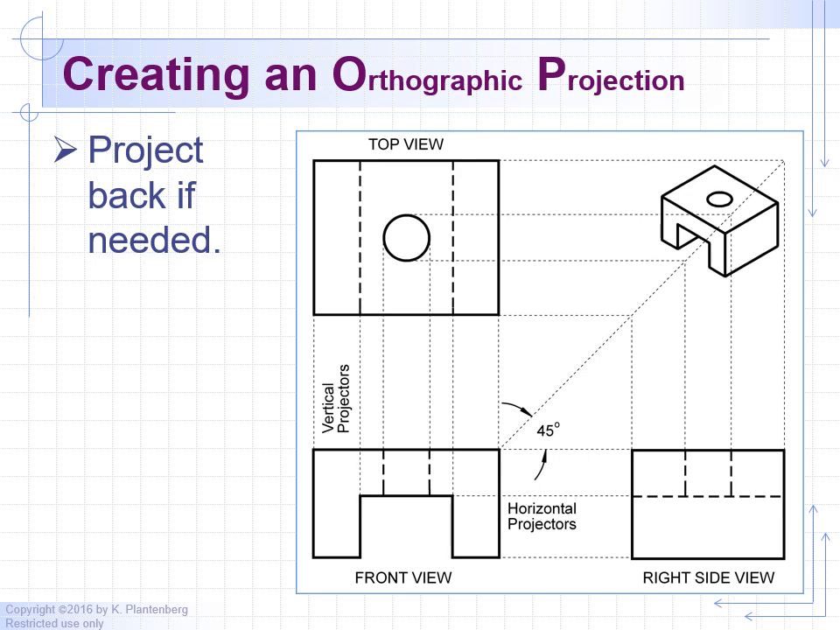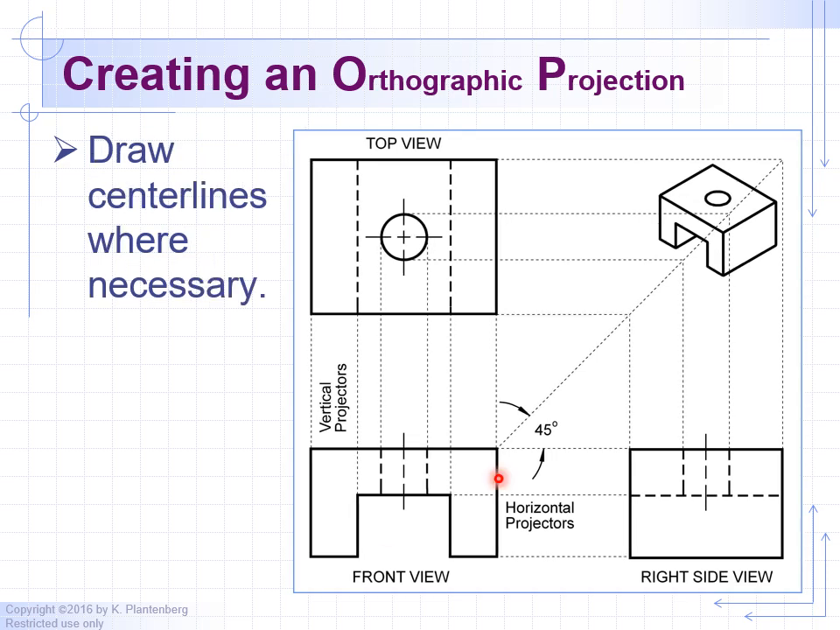Now, if you have to project back to do any other parts, you can do that. In our case, we don't really need to. And then the last thing you're going to want to do is put in your center lines. Center lines on this hole, center lines on this hole, and center lines on this hole. These are all the same feature, all shown with the same center lines. Notice how they extend beyond the round part, beyond the object, so beyond the round surface or symmetric surface it's representing.